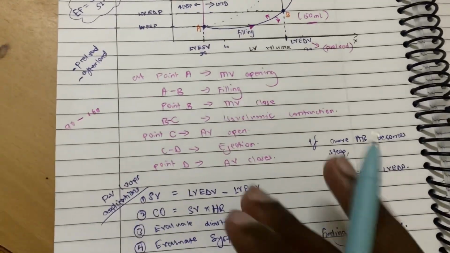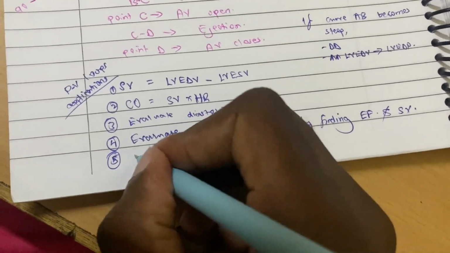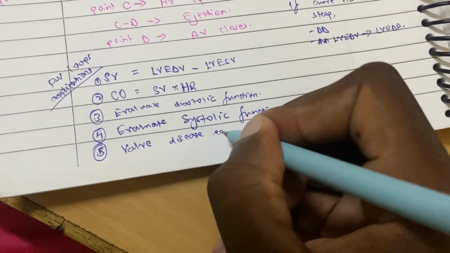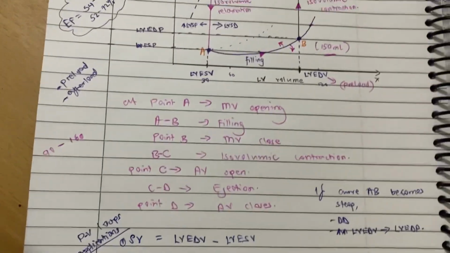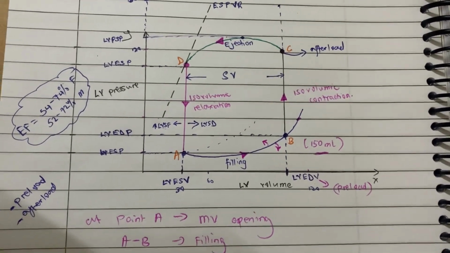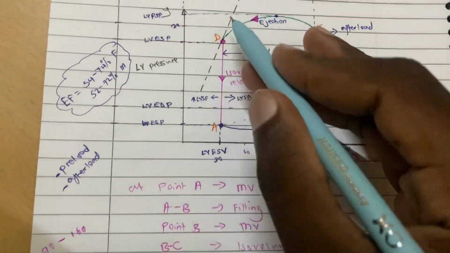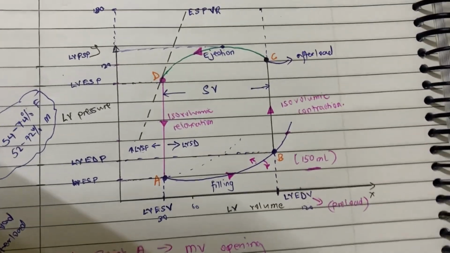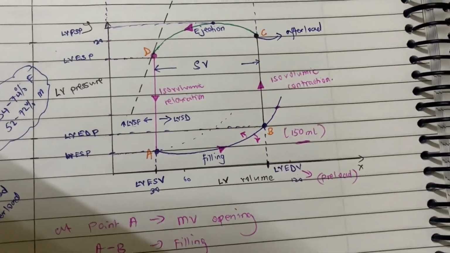Yeah, so we can evaluate valve diseases, e.g. aortic stenosis, aortic regurgitation. Remember, in normal conditions we have isovolumic relaxation. But in regurgitation, where the aortic valve should close, that's what we said at point D. In regurgitation, the valve cannot close properly. So what happens? Some blood leaks from the aorta into the LV.